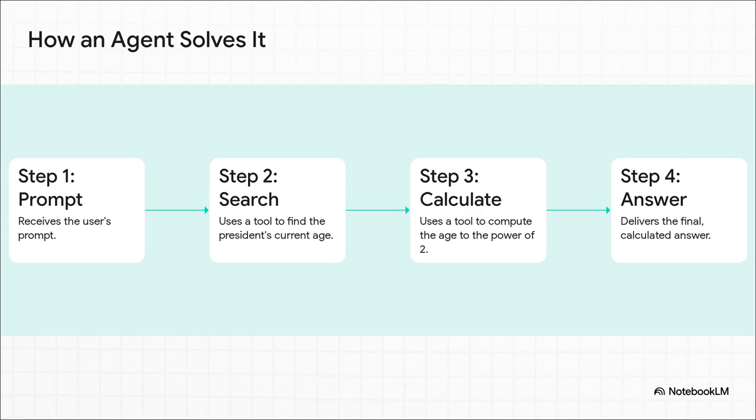It's so smart. First, it gets the prompt. Then its little reasoning engine kicks in, and it thinks, okay, step 1, I need the president's current age. I don't know that offhand, so I'll use my search tool. It gets the age. Then it thinks, all right, now I have the number. I need to raise it to the power of 2. For that, I need my calculator tool. It does the math. And then, finally, it puts it all together and gives you the final correct answer. It's this simple, elegant, step-by-step process.